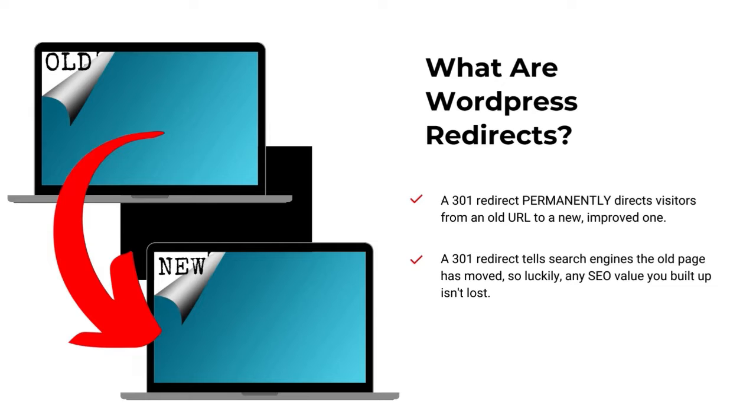The most important thing you want to know about 301 redirects is that the new URL is permanent. That means you want to permanently move anyone going to your old page to your new one. And luckily, when you permanently move the URL, the search engines will recognize any SEO authority you worked really hard to build up on that original page.